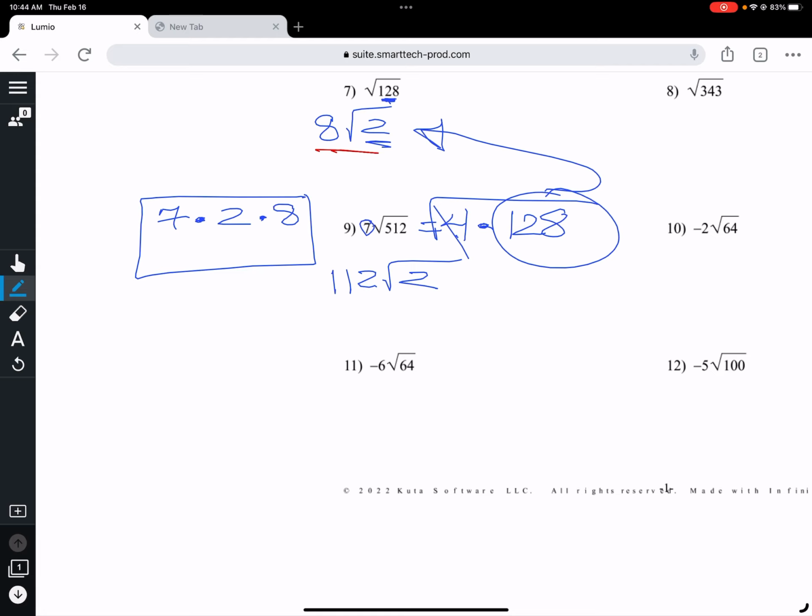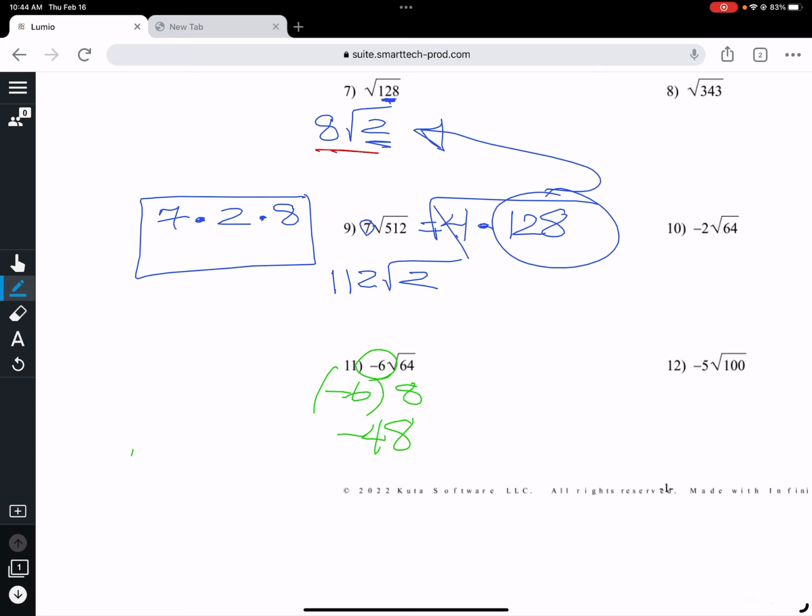All right, 11. You tell me what 11 is. Negative 48. 64 is a perfect square. And it's a perfect square of what? 8. And then you multiply it by negative 6, so negative 48. All right, good thus far.